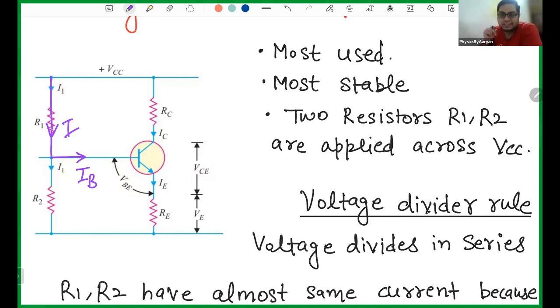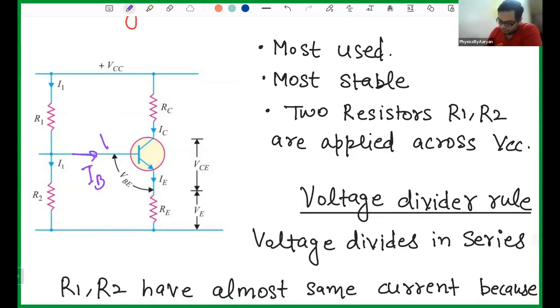And base current is negligibly small. So whatever current was coming here, the same current will be flowing here because almost no current goes here. So let's say if 1000 current was coming from here, then 1 will go here and 999 will go here. So this and this have almost the same current. So I can say that if the current in this resistor is I, then the current in this resistor is also I. When the current in 2 resistors is the same, we say that those two resistors can be assumed to be in series.